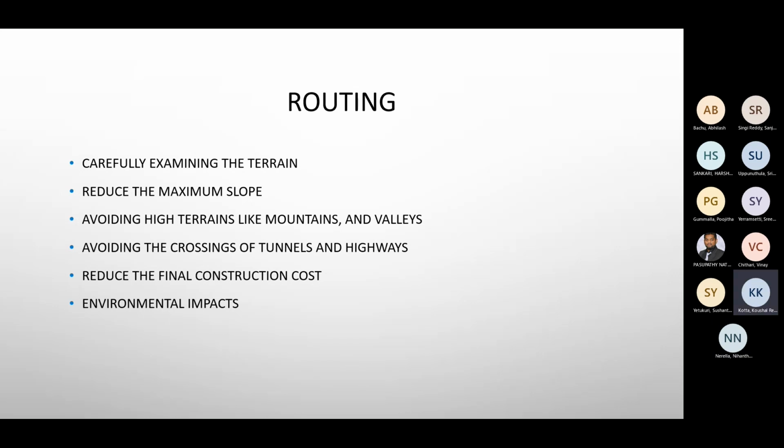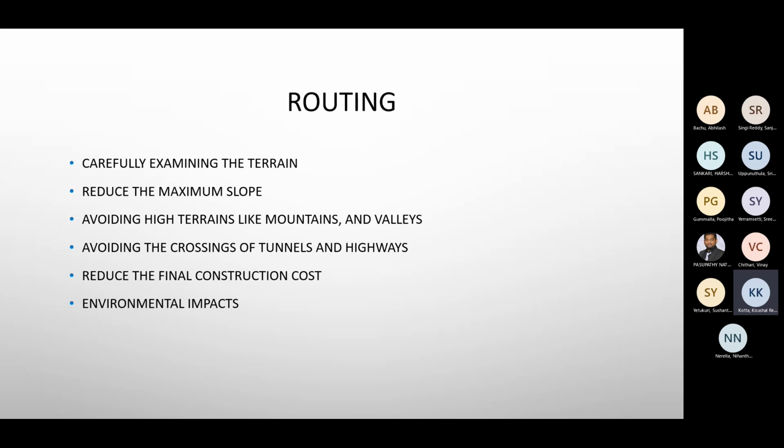Hello everyone. So in creating a route, the main objective is to determine a route that will result in the most effective design that has the smallest carbon footprint and also the most cost-effective construction.